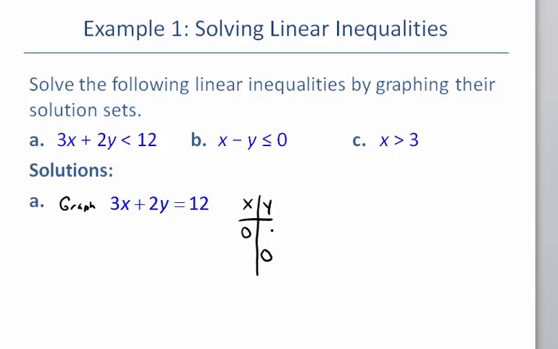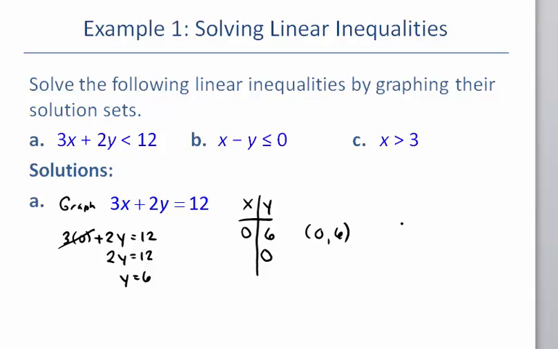So if x is equal to 0, I'm going to say 3 times 0 plus 2y equals 12. The 3 times 0 cancels out, leaving me 2y is equal to 12. And so 2 times 6 is equal to 12. So I know that I have the point 0, 6 as one point on the line.